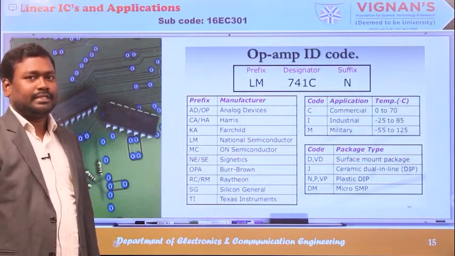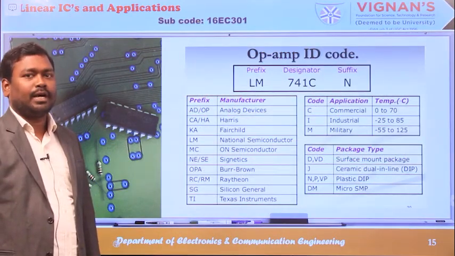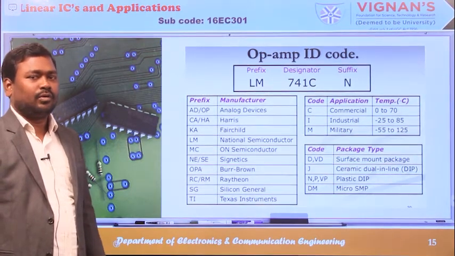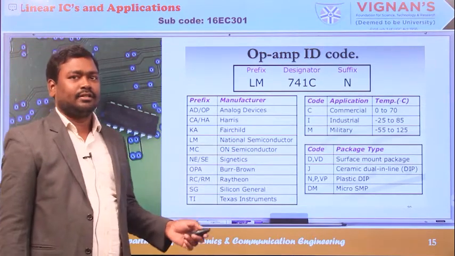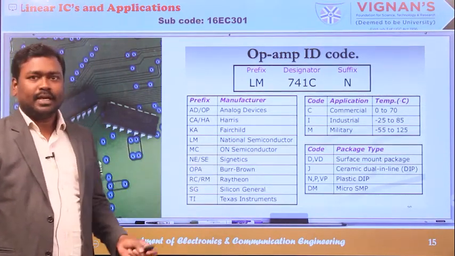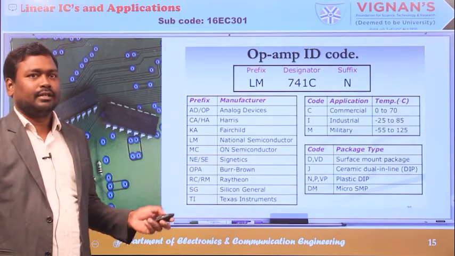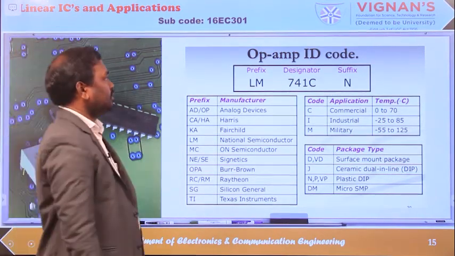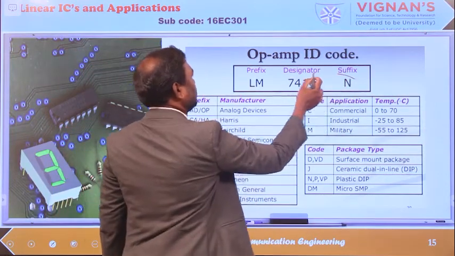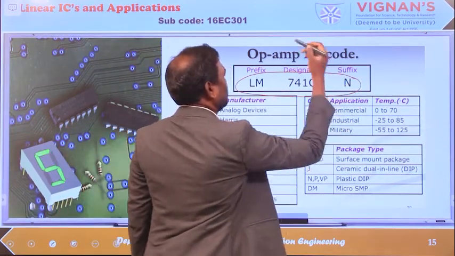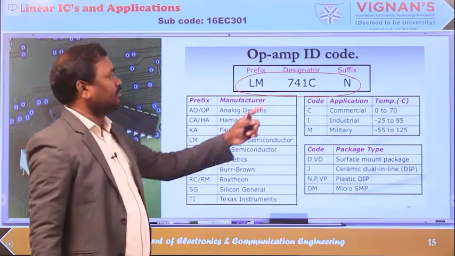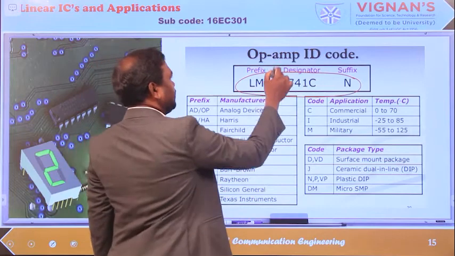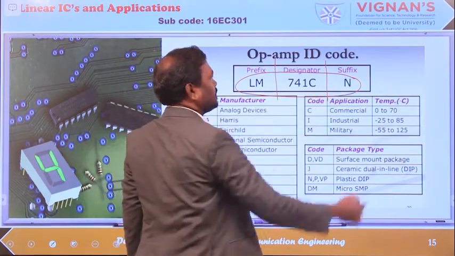So by seeing the op-amp IC number, how do we identify who is the manufacturer and what type of package it is? Let's see how to identify those. Here is one op-amp IC number, LM741CN. It is divided into three parts: prefix, designator and suffix.